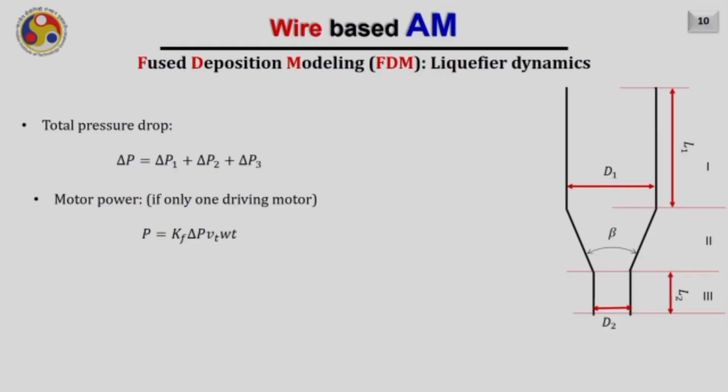So, whatever the condition is, whether isothermal or non-isothermal, the total pressure drop in the liquefier can be given as delta P equals delta P1 plus delta P2 plus delta P3. Now, we can easily find out the motor power because the value of delta P is already known to us.